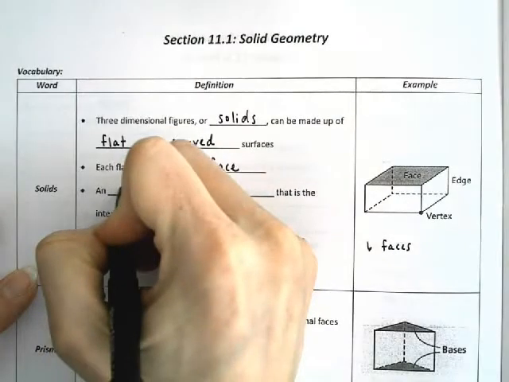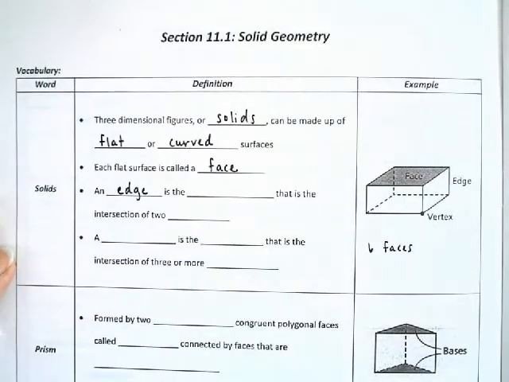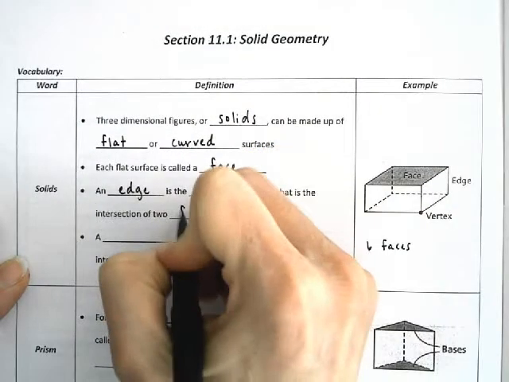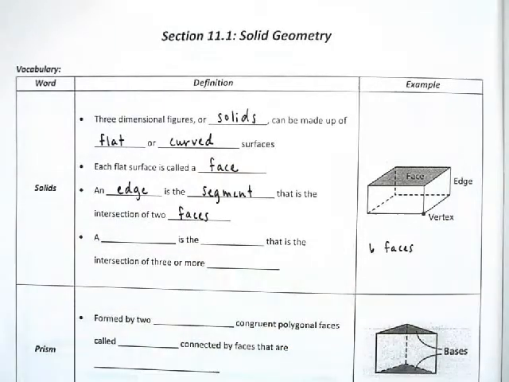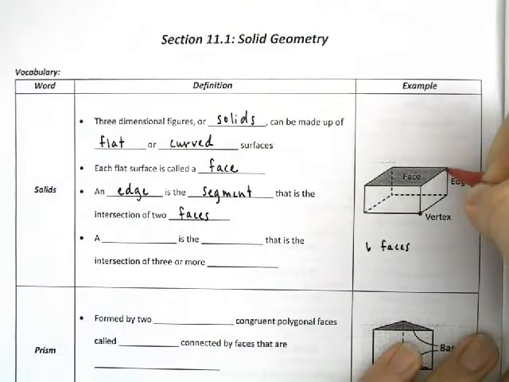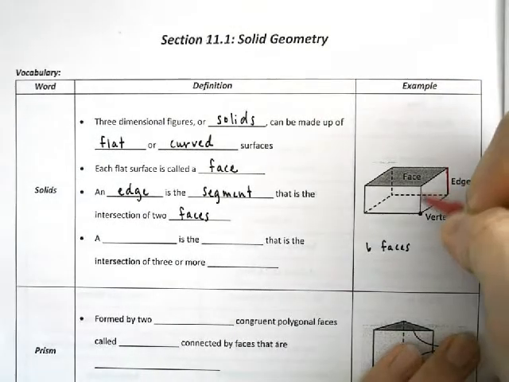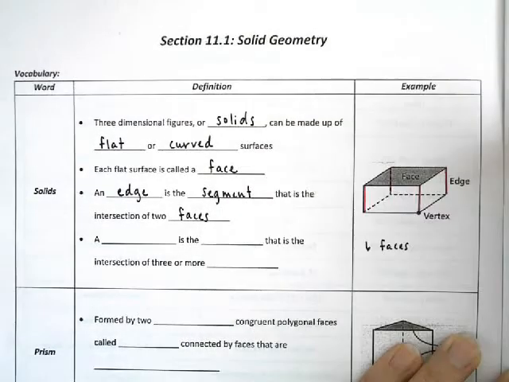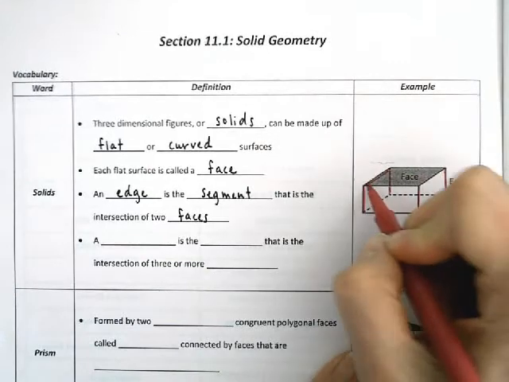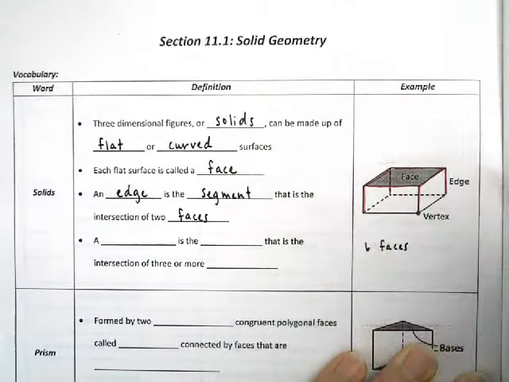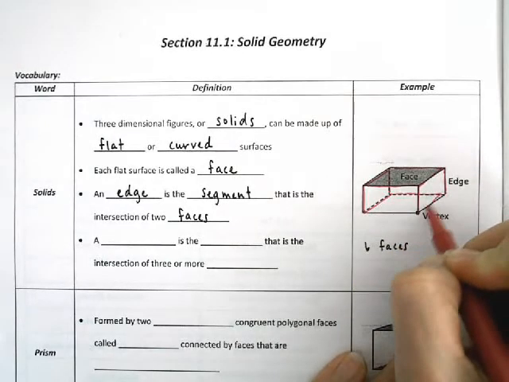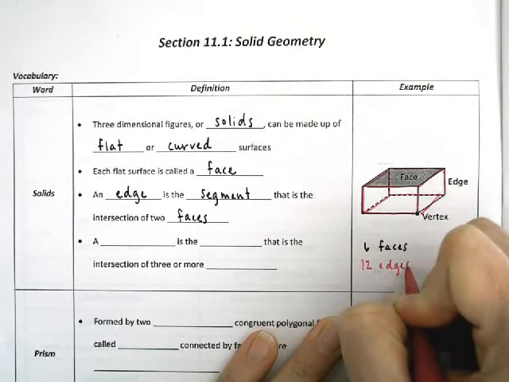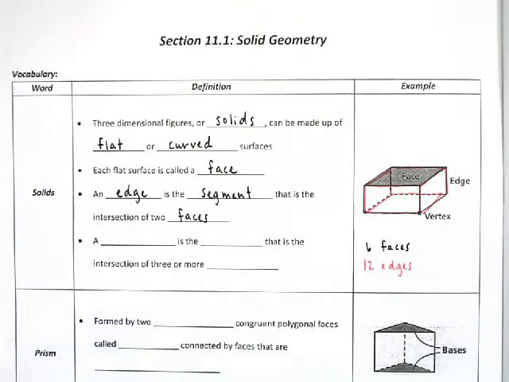Okay, so an edge is the segment that is the intersection of two faces. Okay, and so again here's an edge, right? And we could go around and we could highlight all of those edges. So I have 1, 2, 3, 4 edges there, then 5, 6, 7, 8, and 9, 10, 11, 12. So I have 12 edges. Again, those are just where those faces intersect.